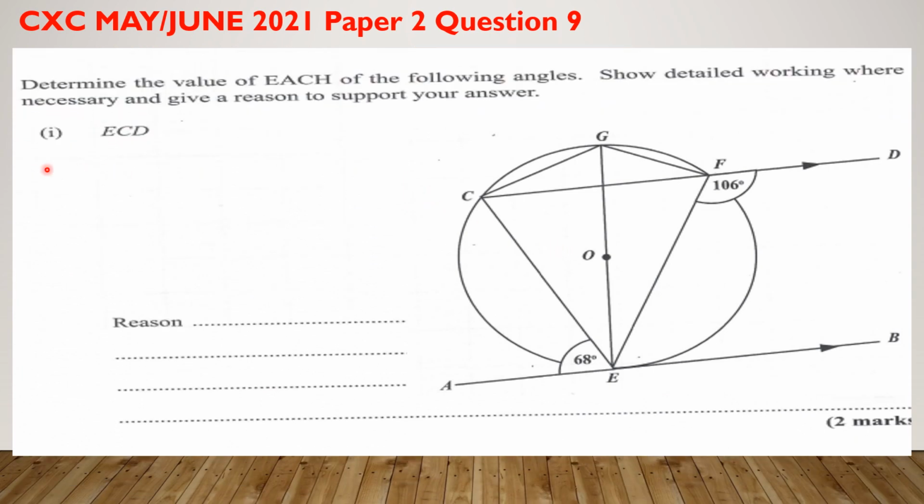So here we're asked to find ECD. So where is that? EC, that means it's this angle here, D. Now we will notice that this is an alternate angle. So this angle is the same as this angle, equals 68 degrees. It's a Z angle.